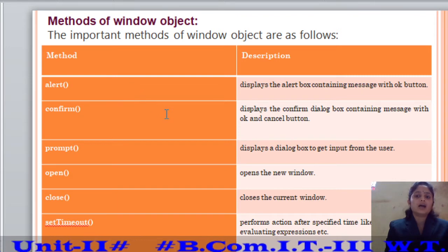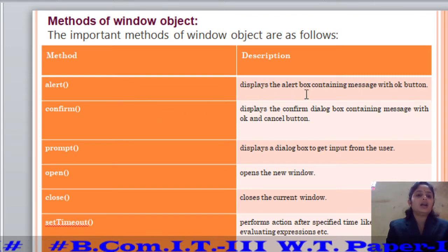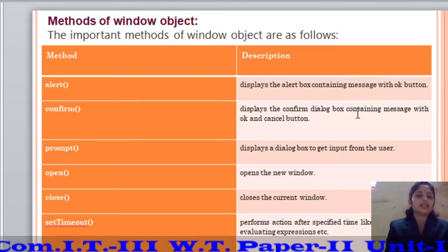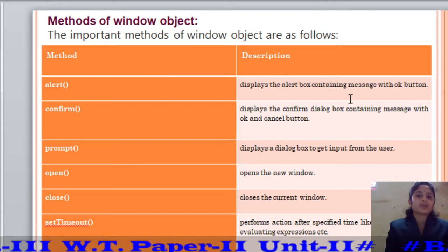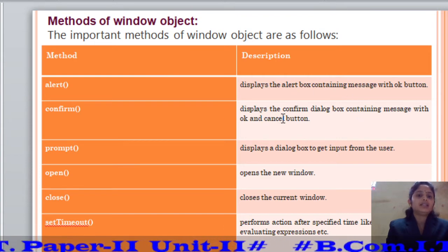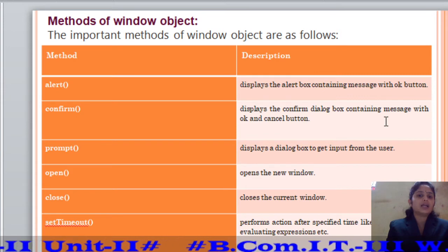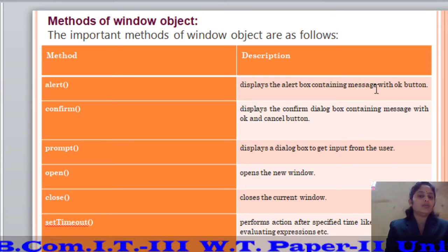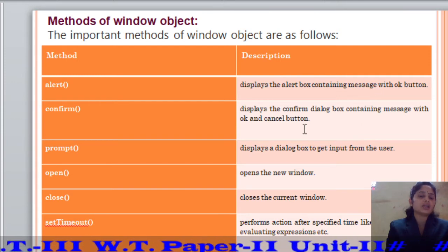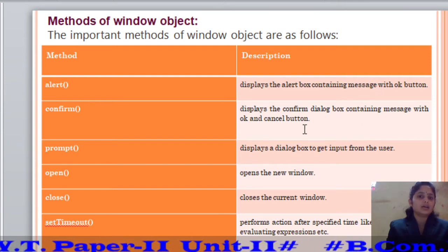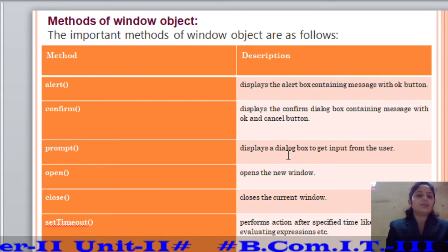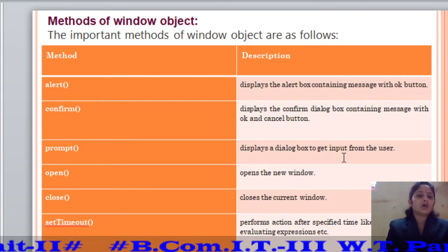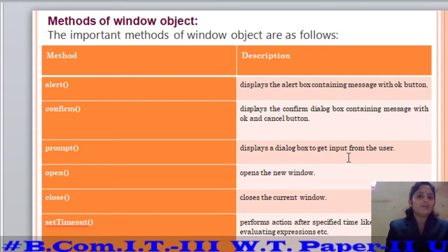The alert method displays the alert box containing a message with an OK button. Second is the confirm method. It displays the confirm dialog box containing the message with the OK and the cancel button. Alert has only one button, that is the OK, and confirm has two buttons, that is the OK and the cancel button. Third one is the prompt. It displays a dialog box to get the input from the user.